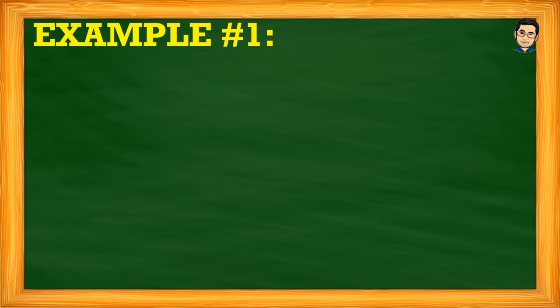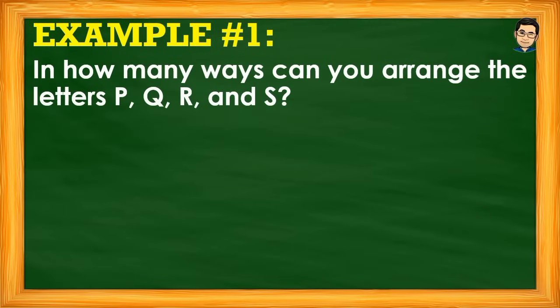So, let us have an example. In how many ways can you arrange the letters P, Q, R, and S? Okay. So, ang una nating i-identify dito is yung bilang ng objects. So, dito since letters ang pinag-uusapan natin, number of letters. So, bibilangin natin 1, 2, 3, 4. It means n is equal to 4.